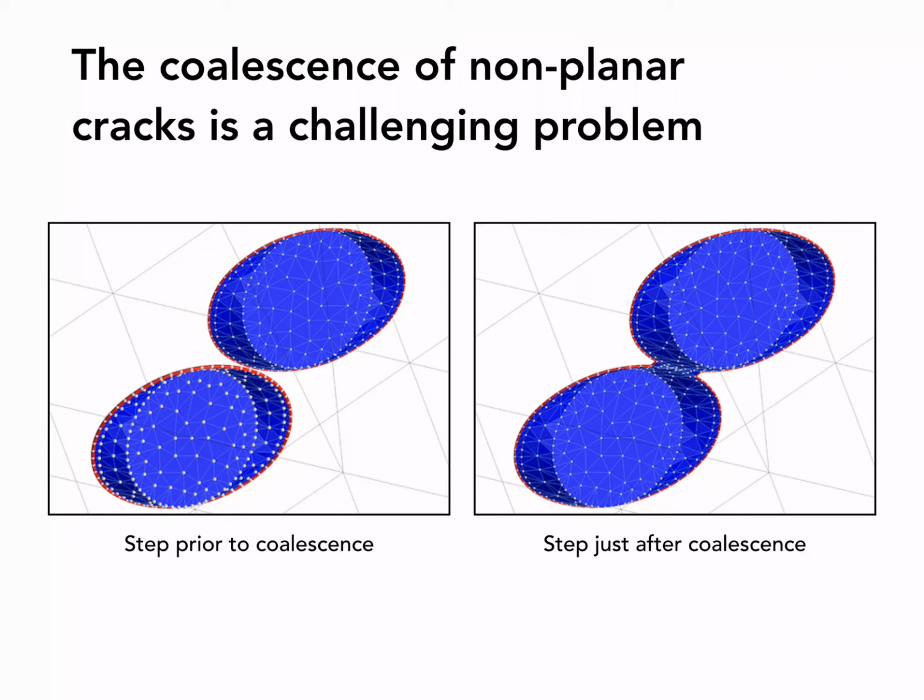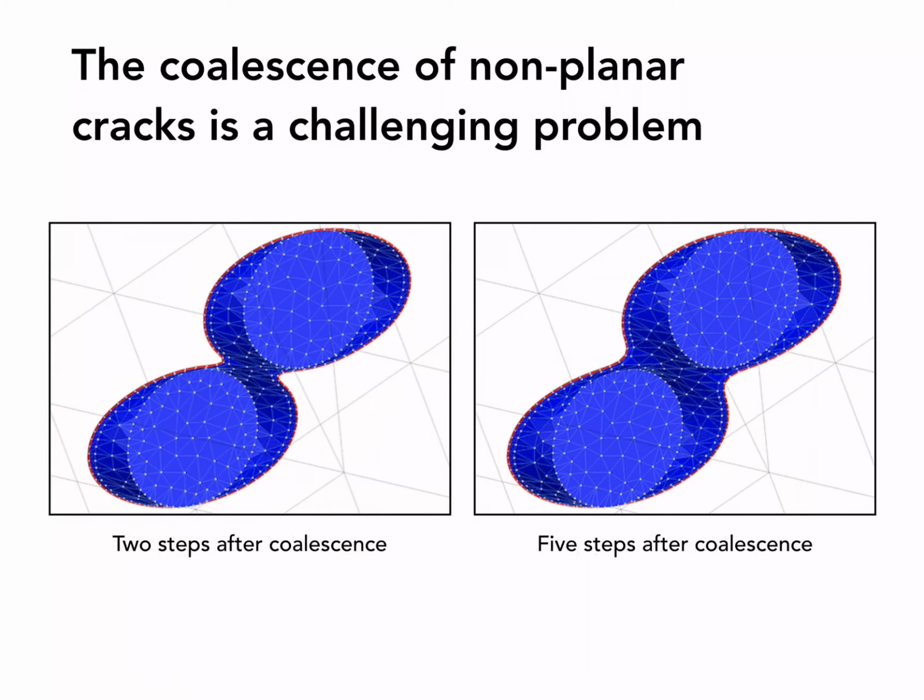And then he was able to obtain nice behavior of coalescence, which is something extremely hard to do. Again, I'm referring to sharp cracks, right? Cracks that have a zero thickness.